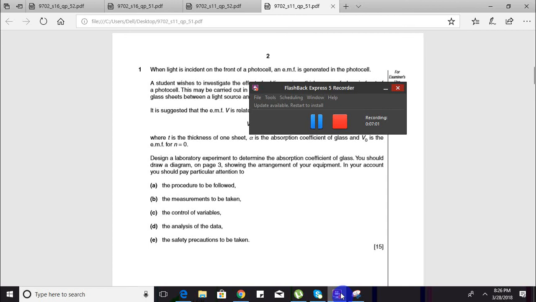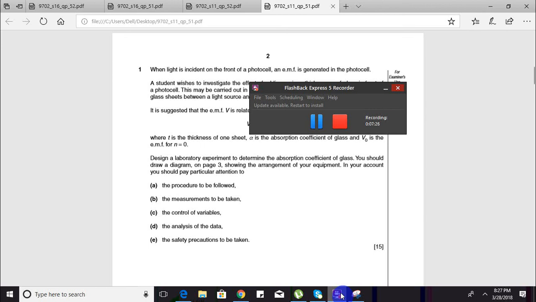Procedure is obvious. Vary n, see what value of EMF you're getting, and don't take the value as soon as you get it. Let the apparatus acclimatize, and when the V value is steady, then you have to take it. Use the same photocell each time. That is something you have to keep constant.